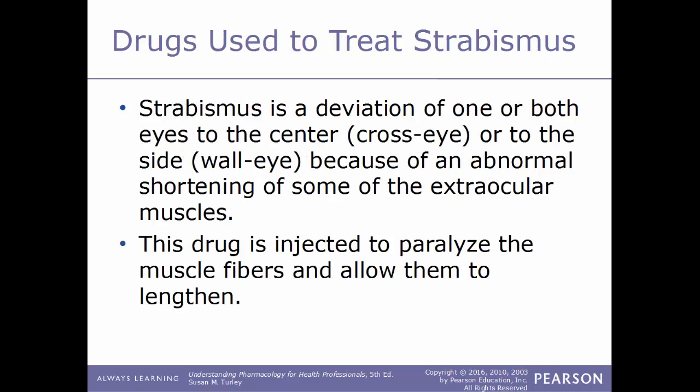Okay, we'll end this chapter talking about drugs that are used to treat strabismus. Strabismus is the deviation of one or both eyes to the center or to the side. So this includes being cross-eyed or being wall-eyed. This is caused by an abnormal shortening of some of the extraocular muscles. So that's why the eyes are not centered correctly, because some muscles are shorter than others, so they can't keep them aligned properly. So drugs that are used to treat this condition are injected to paralyze the muscle fibers to allow them to lengthen.